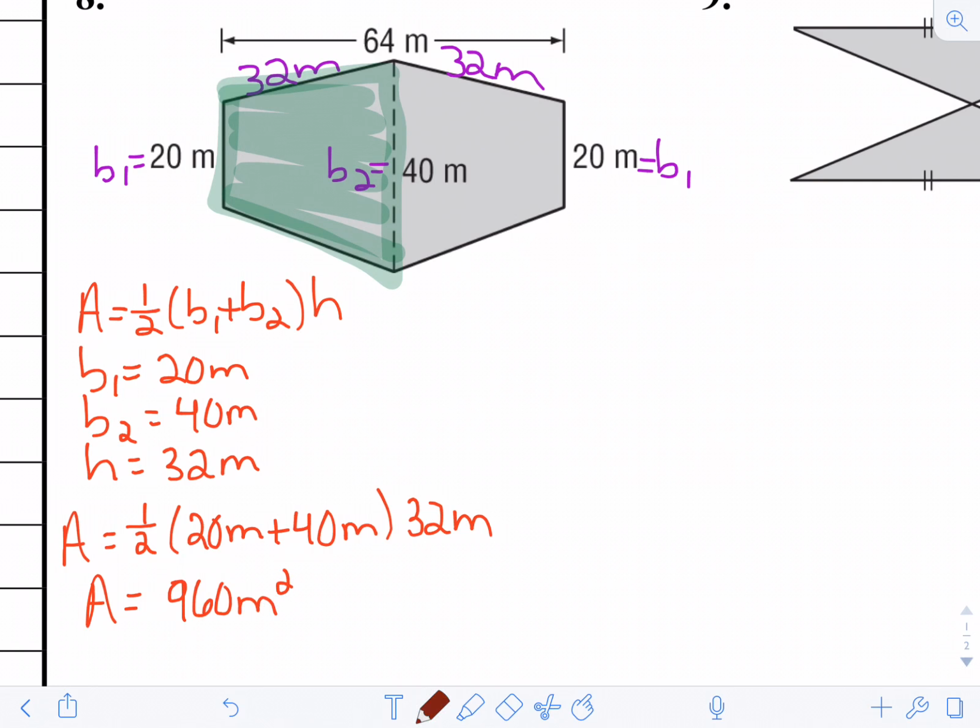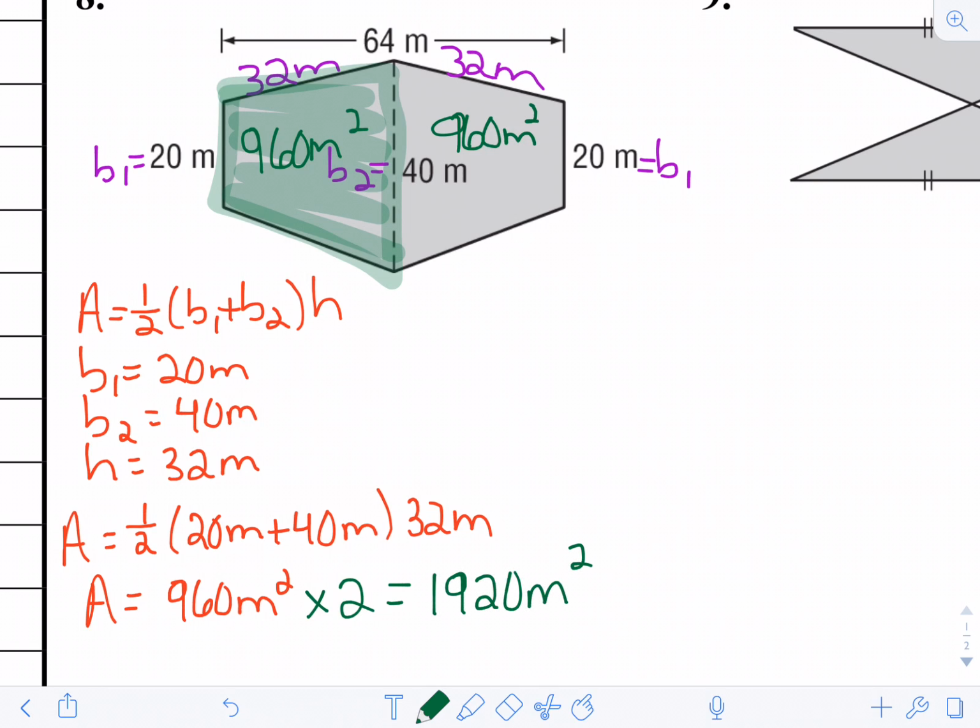But I'm going to have to multiply this by 2, because this is 960 meters squared. Since this has the same measurements, this will be 960 meters squared. So I can just times this by 2, and I get 1,920 meters squared. I'll call that area total.